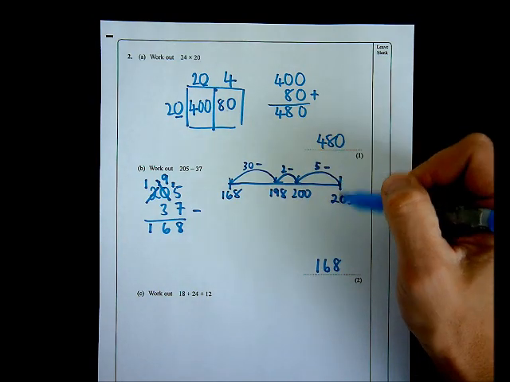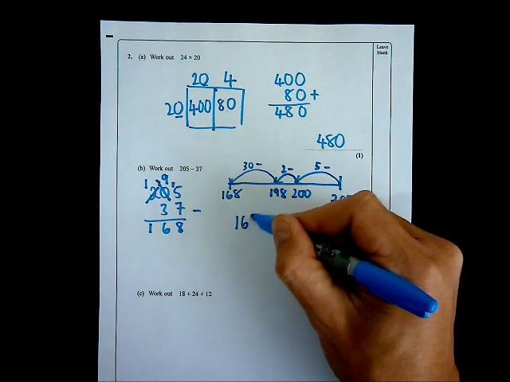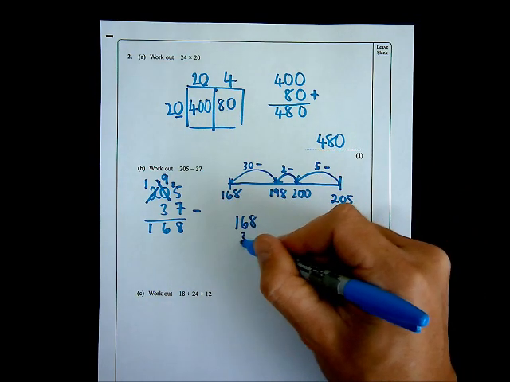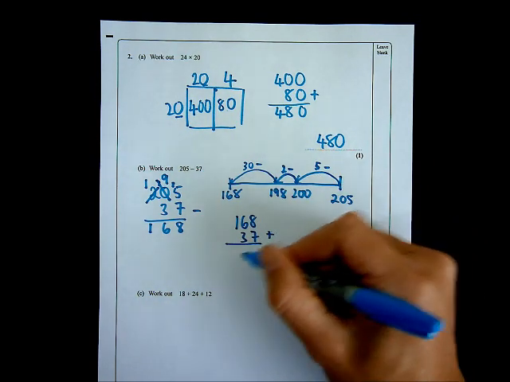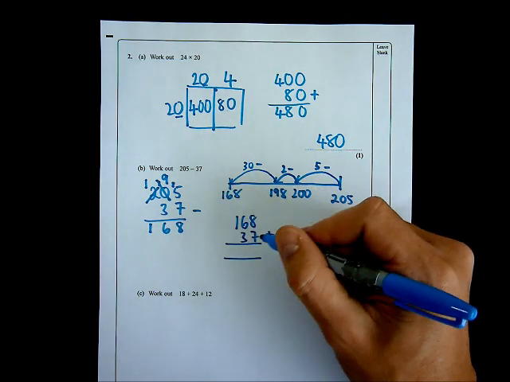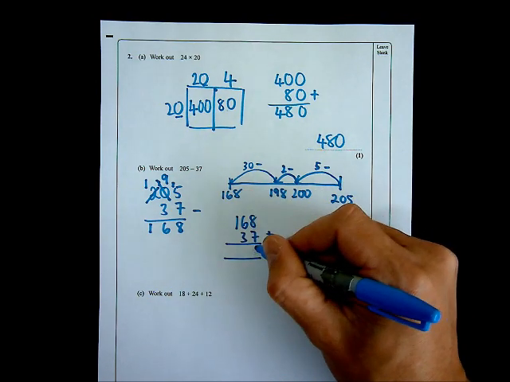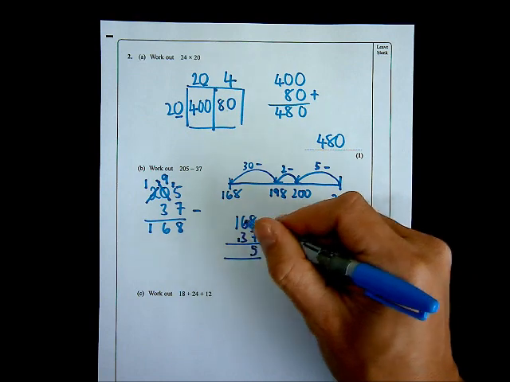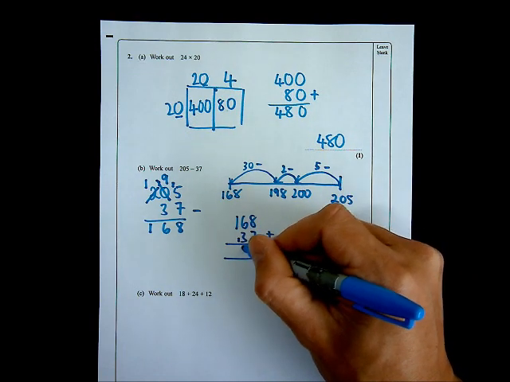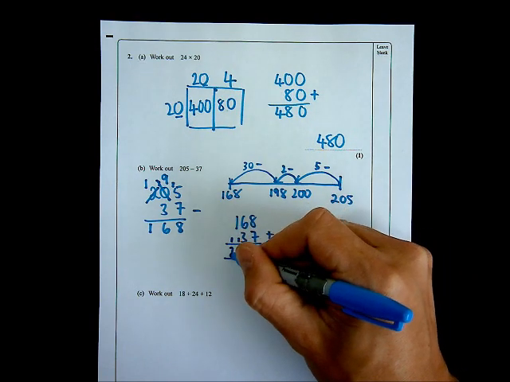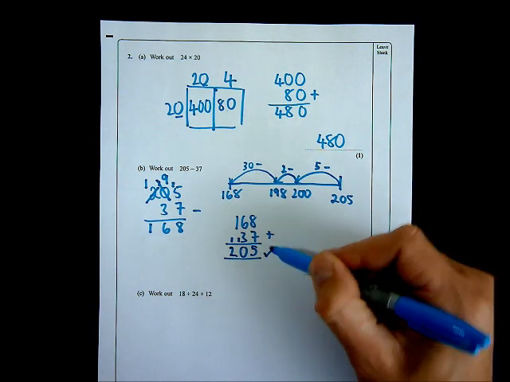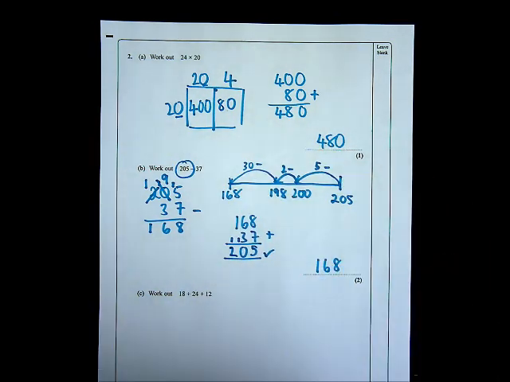Now I can always check my subtractions by adding up my answer, 168, with what I subtracted. And I should get back to my original value of 205. 8 add 7 is 15, so 5 carry the 1. 6 add 3 is 9, plus 1 is 10. 1 add 1 is 2. And I've got the right answer because I had 205 originally.